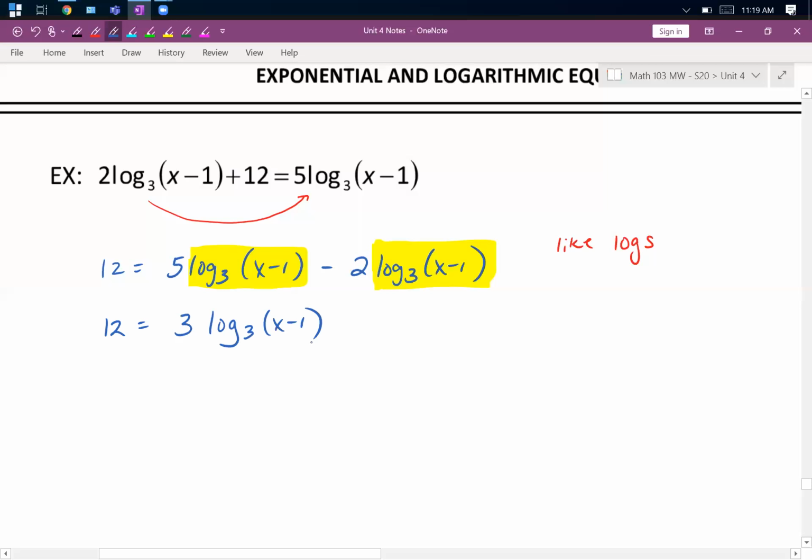We could do it the other way. It's just going to be way more work. Questions on anything I did there?